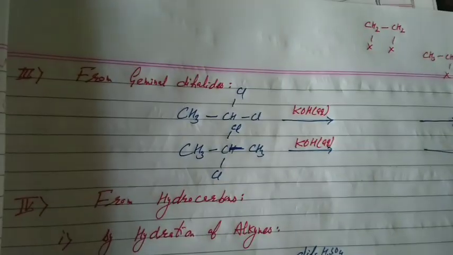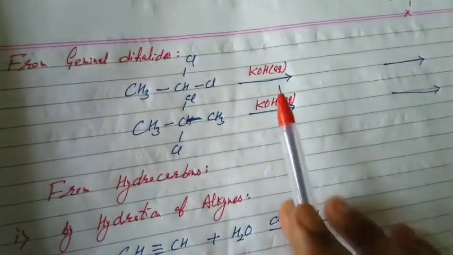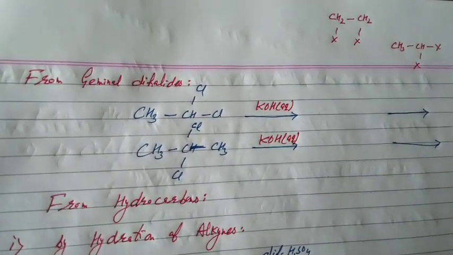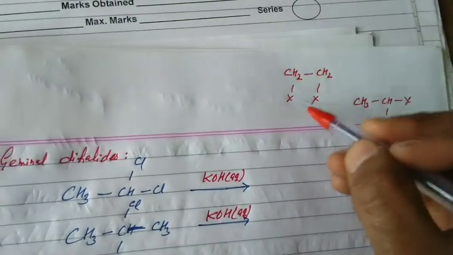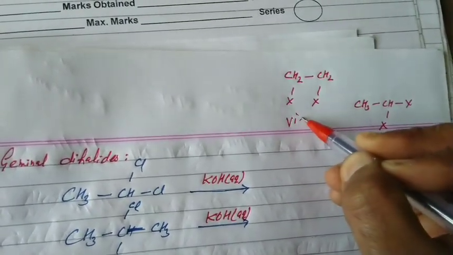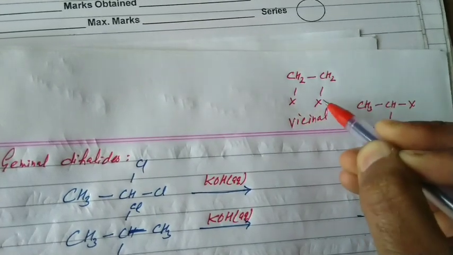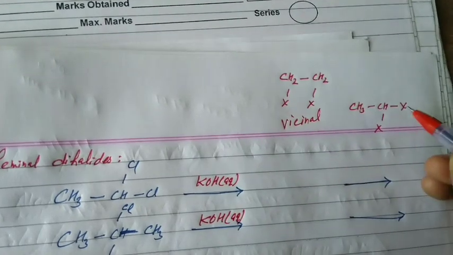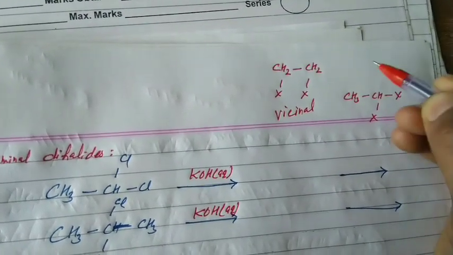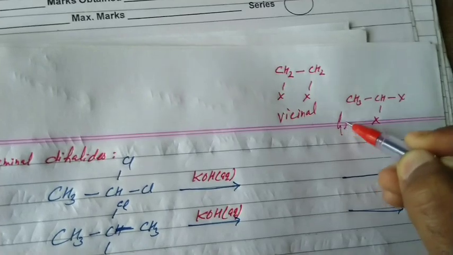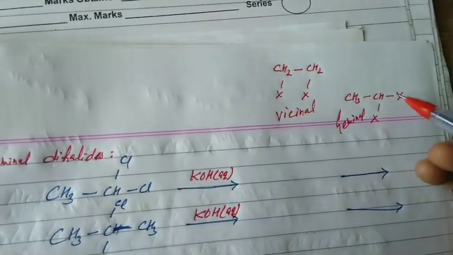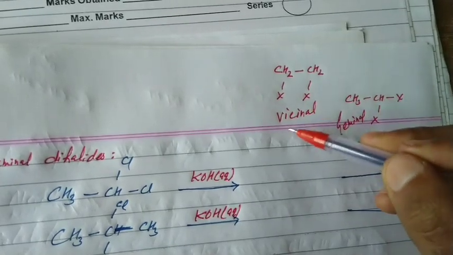Next is, students, preparation from geminal dihalides. Already we have discussed this in alkyl halides. Vicinal dihalide: when two halogen atoms are linked with adjacent carbon atoms, we call it vicinal dihalide. And when two halogens are linked with the identical carbon atom, we call it geminal dihalide. Dihalide means two halogens. When they are on identical carbon, geminal; when they are on adjacent carbons, it is vicinal dihalide.